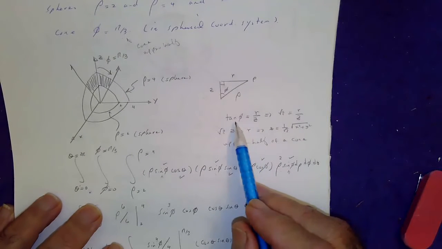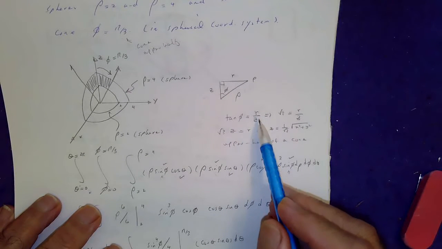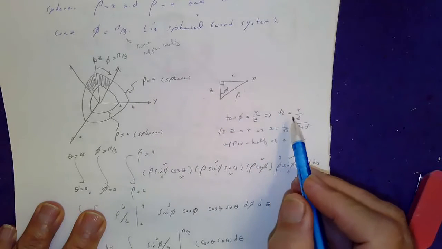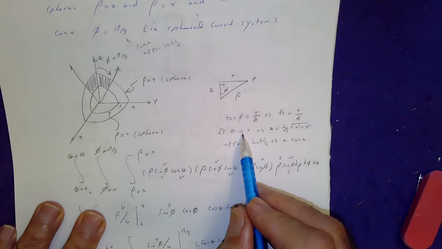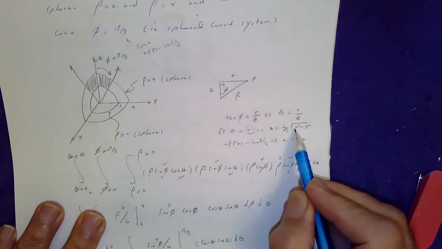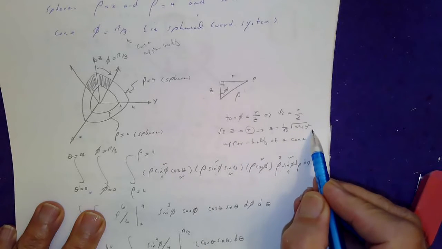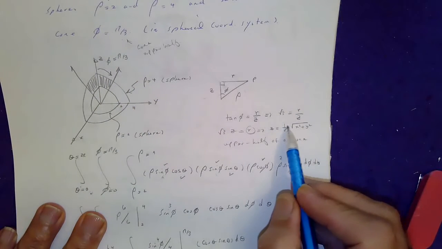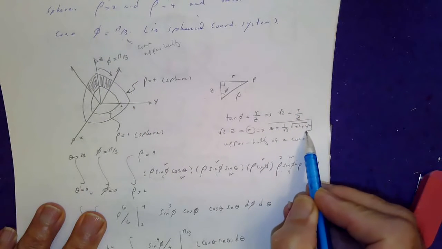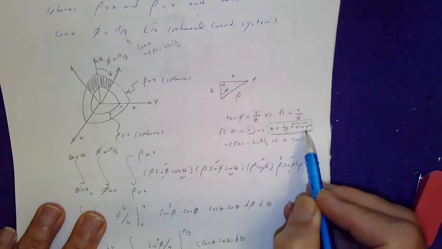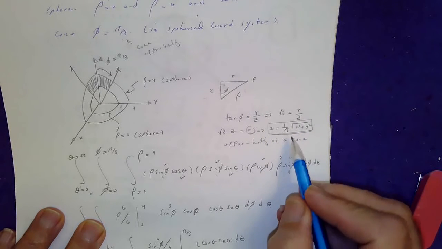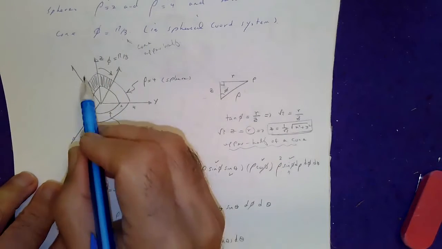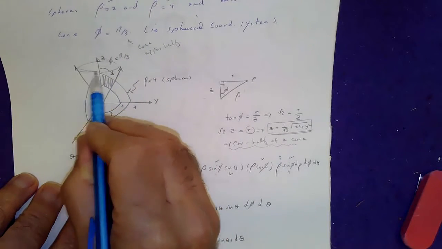Notice tan of phi, if you remember, is defined as r over z, and the tangent of 60 degrees is square root of 3. So if you cross multiply, you get this. But I can replace the r with the square root of x squared plus y squared. So the equation phi equal to pi over 3 in Cartesian is z equals 1 over square root of 3 times the square root of x squared plus y squared, which is the upper half of the cone. And that's exactly how the cone looks right over here. Do you all see it?